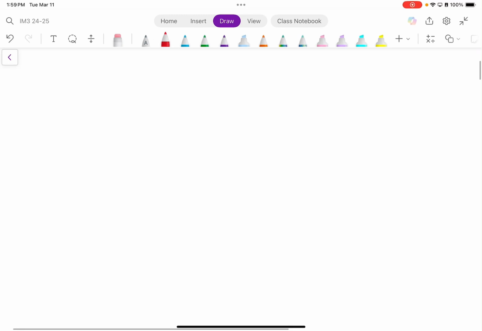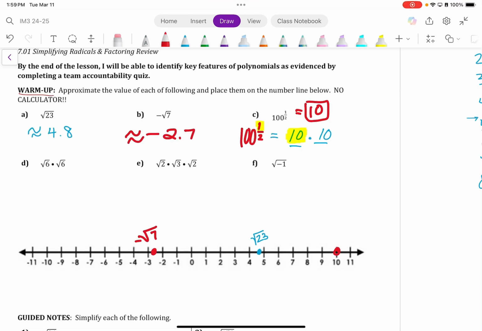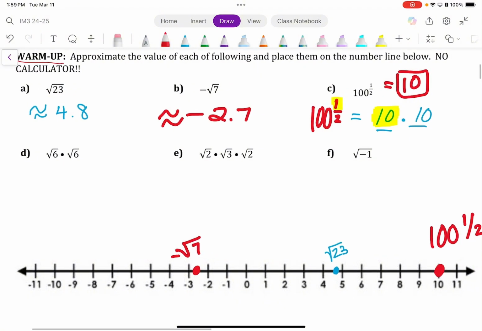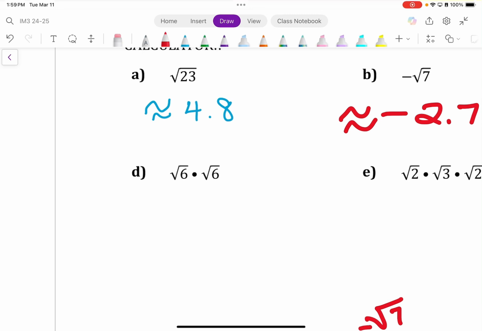Okay, so go to 10, plot a point, and that'll be 100 to the 1/2. Okay? All right. I'm going to show you how to do D, and then you guys will work on E by yourself. Now, for D, I would like for you guys to copy the following rule down.